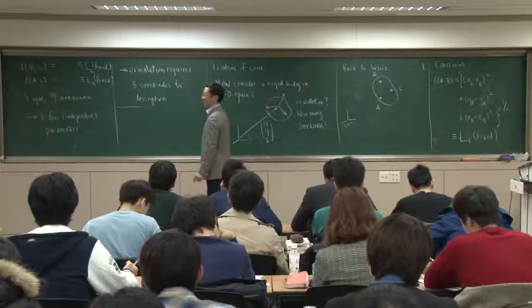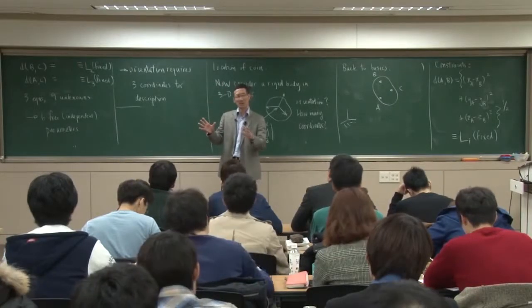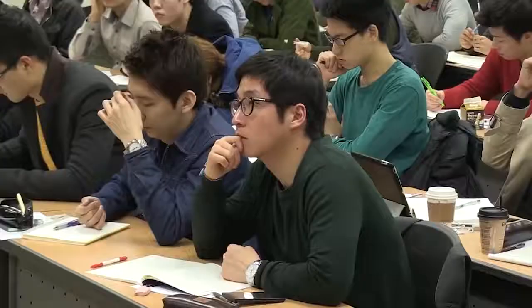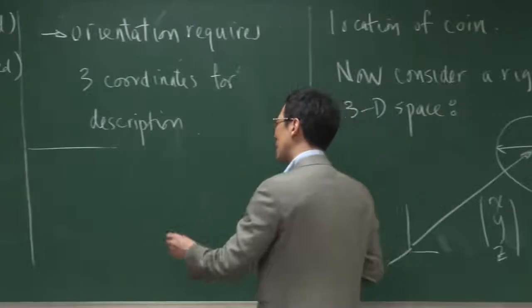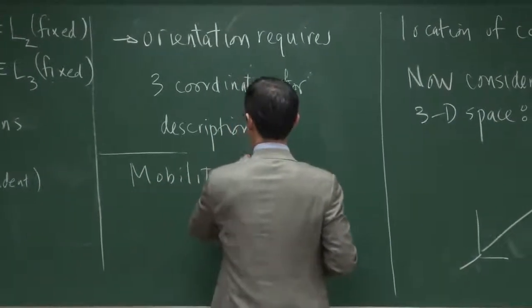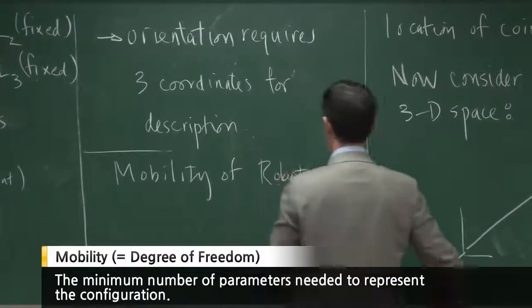Now, we talked about a rigid body, and I told you that a robot is, at some level, nothing more than a bunch of rigid bodies connected by joints. So now let's talk about the mobility of robots or robot mechanisms.